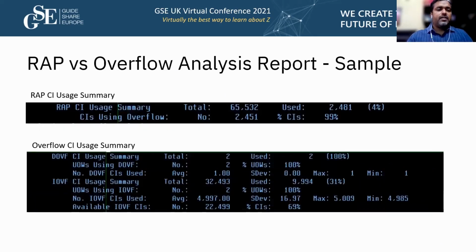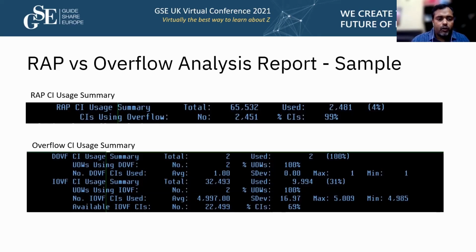Okay, yeah. So this is a wrap versus overflow analysis report. If you see the CI usage summary report for wrap, it says that 99% of the CI which are being used are currently using overflow, and one aspect of tuning was that we need to reduce the overflow usage. So 99% of the CI is using overflow. We need to reduce it. We need to shrink the records as much as possible to be in the base.